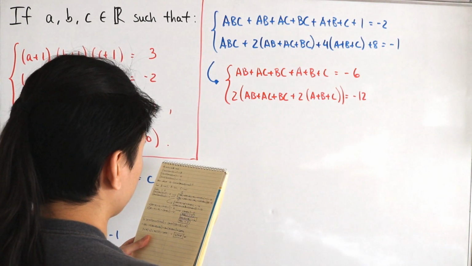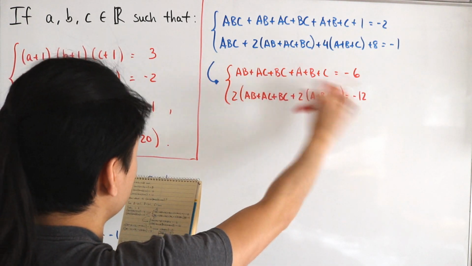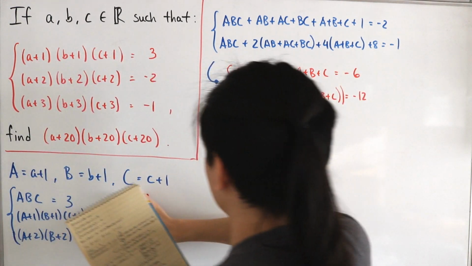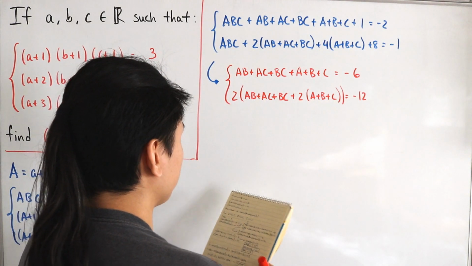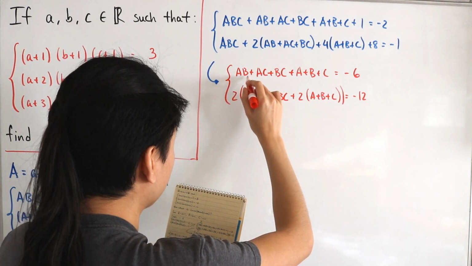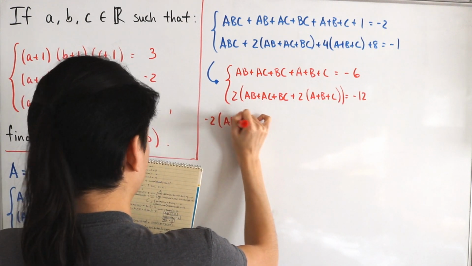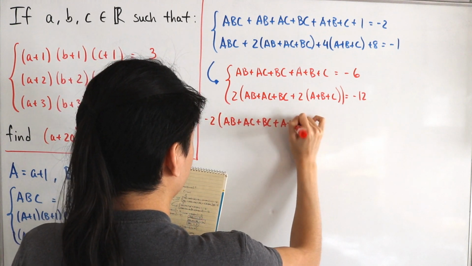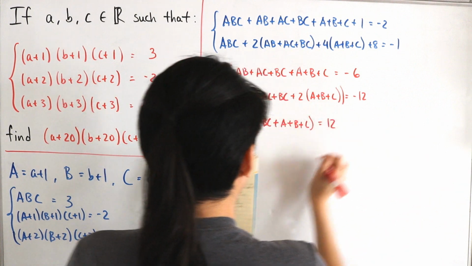All right, so what we need to do now is get a little bit creative and solve the system of equations for specifically these two right here, from the middle and the last. So what I can do here is multiply negative 2 to the top equation. So that means I have negative 2 times (AB + AC + BC + A + B + C), which is then just equal to positive 12.